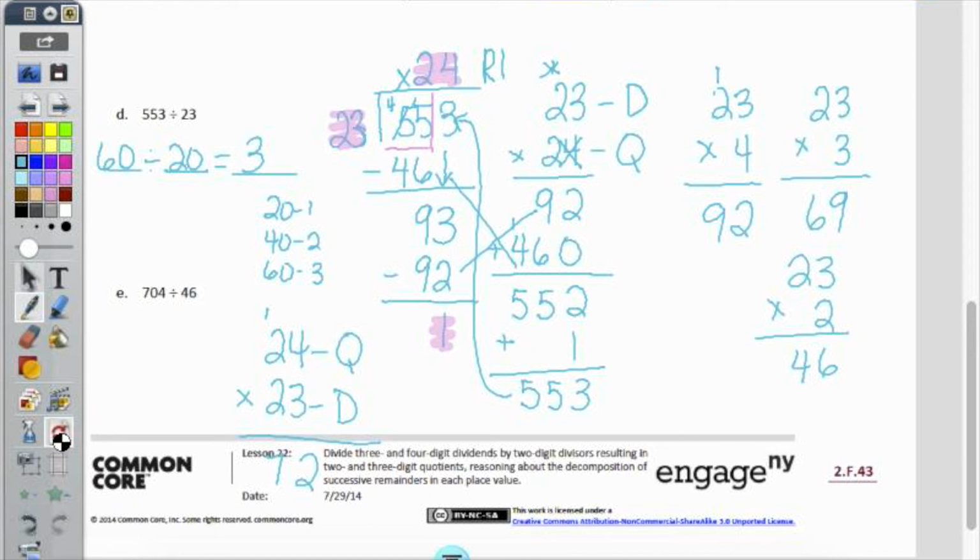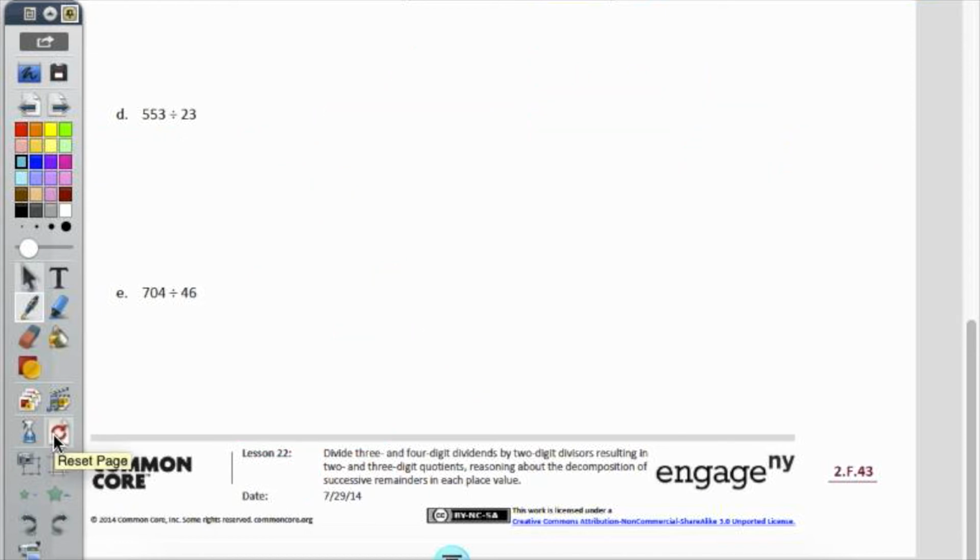Okay, one more problem and then you're going to work with a partner. So 704, use the very back of your paper if you're out of space, divided by 46. Since I used the back of my paper, I'm just going to... Okay. Yeah, I know. And there's no point in me doing small handwriting because then you wouldn't be able to see it. So Tanya, what should I round this divisor to?